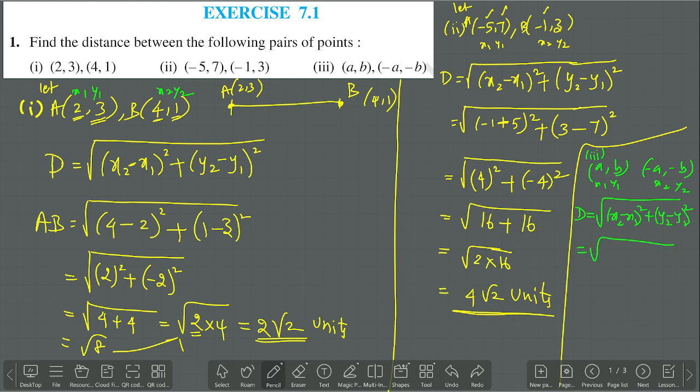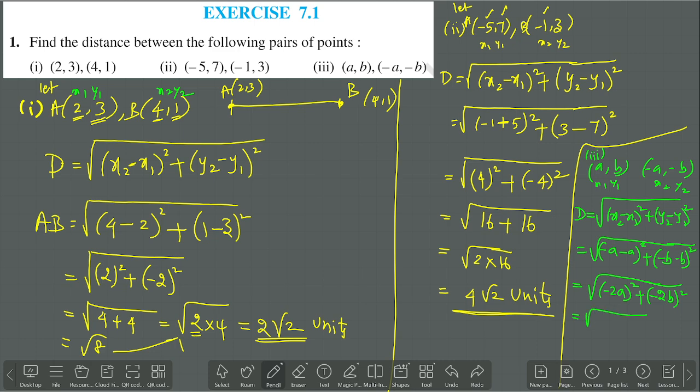Right? What is the x2? Minus a, formula minus. What is the x1? A square. And y2 value minus b, formula minus. Y1 value b whole square. Is it okay? Now minus a. Very good. Minus 2a. So minus 2a whole square, like that, minus 2b whole square.